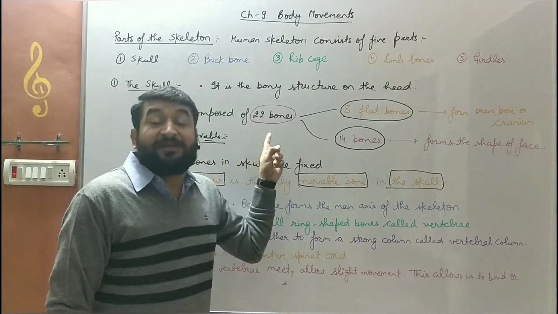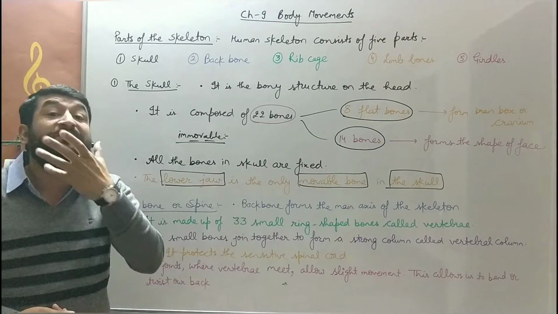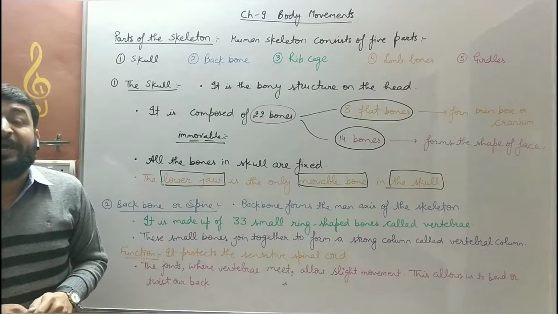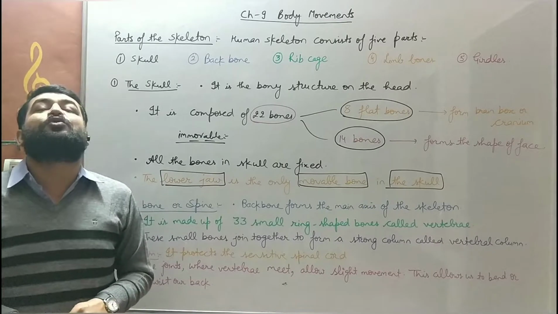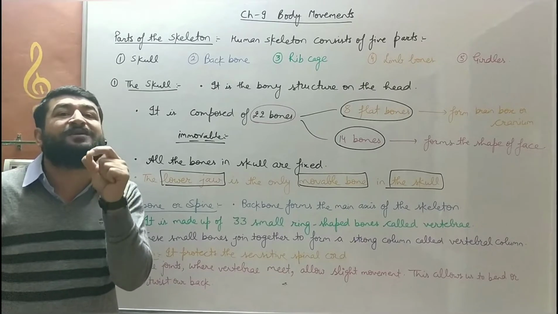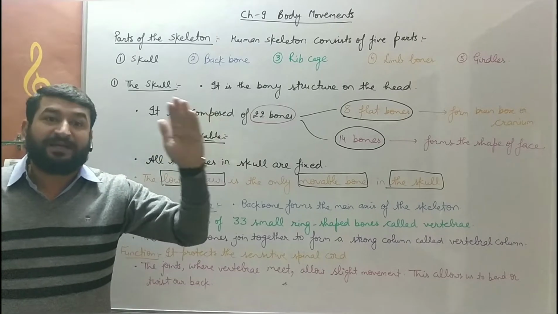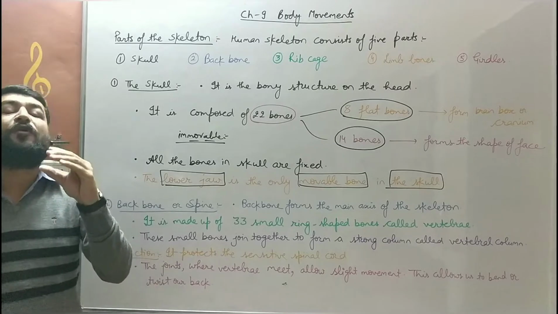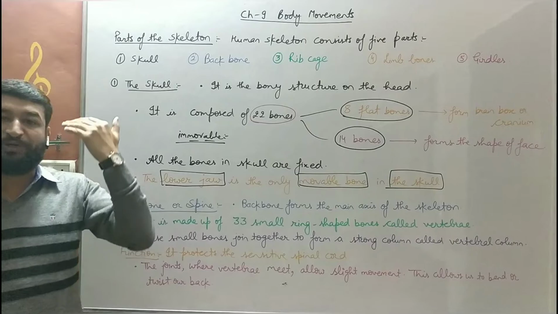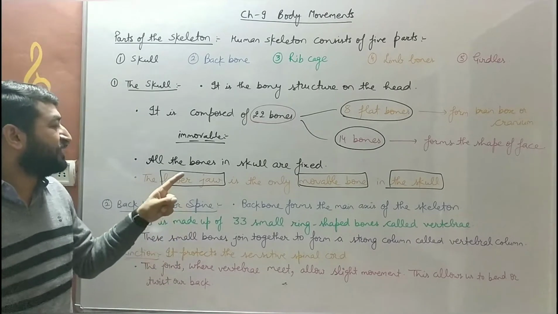So, the skull, the part which protects the brain present over the head region, is composed of 22 bones, and out of those 22 bones, 8 flat bones joined together to form the cranium, the brain box, which protects the brain. Out of those 22, 8 will form the cranium, remaining 14 will form the shape of the face. Out of these 22 bony structures, the skull bones, only one is movable, and that is the lower jaw.